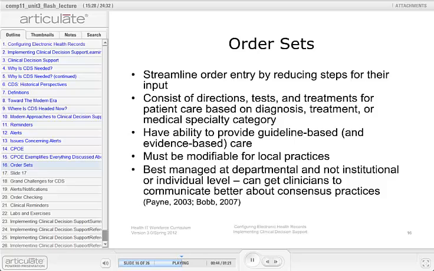There is a growing amount of experience with order sets, and the consensus is that they are best managed at the departmental level. So there should not be order sets for an entire institution, nor should there be order sets for every single individual. Ideally, departments, such as family medicine, orthopedic surgery, etc., would communicate about consensus practices and build those into the order sets. Then a reasonable number of order sets can be maintained, and there is still the ability to override individual elements when it is appropriate to do so.